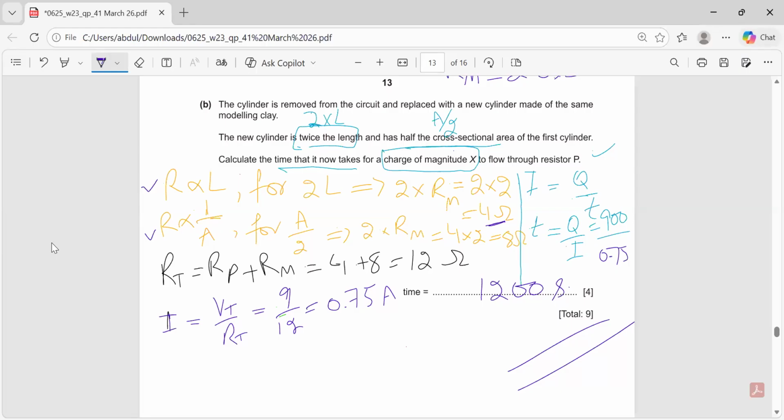We need to find the time for the 900 coulomb charge to flow through the resistor P. So we need to know the current now. And for current, we need the total resistance in the circuit. So R total will be equal to Rp, which is the resistance of resistor P, plus resistance of modeling clay with new dimensions. So 4 plus 8, that is equal to 12 ohms. Now I is equal to V total over R total, 9 over 12. So 0.75 amperes is the current. Just place it over there into the equation and we are getting 1200 seconds as the answer.